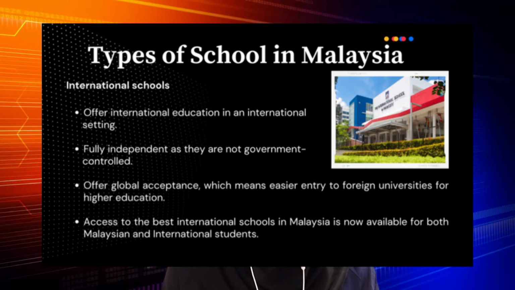These schools offer international education in an international setting. They are fully independent as they are not government controlled. However, the benefits of studying in an international school far outweigh that of private schools, as it offers global acceptance, which means easier entry to foreign universities for higher education. Access to the best international schools in Malaysia is now available for both Malaysian and international students.